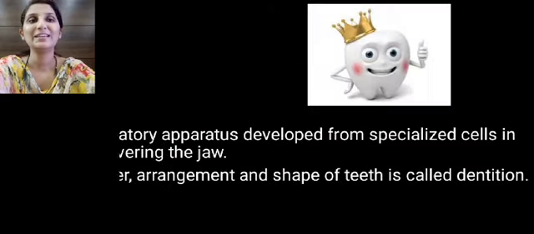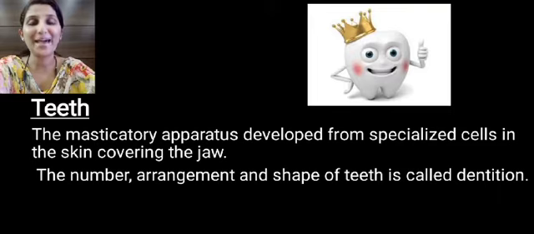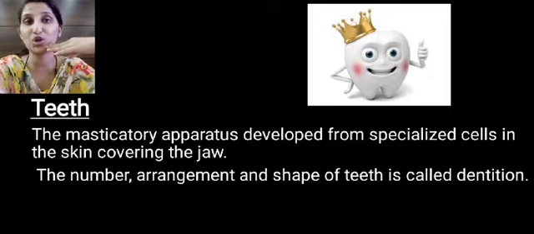The teeth is the masticatory apparatus. That means it is used for chewing and it arises from certain specialized cells which are present on the skin that covers our jaws. We have two jaws, the upper and the lower jaw. And the skin covering these jaws has certain specialized cells from which the masticatory apparatus called teeth arises.